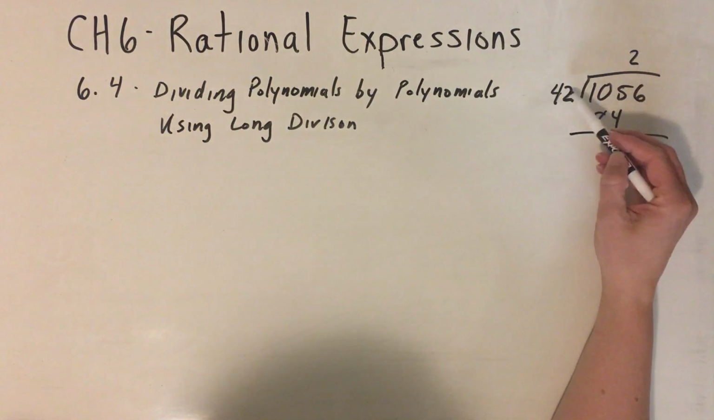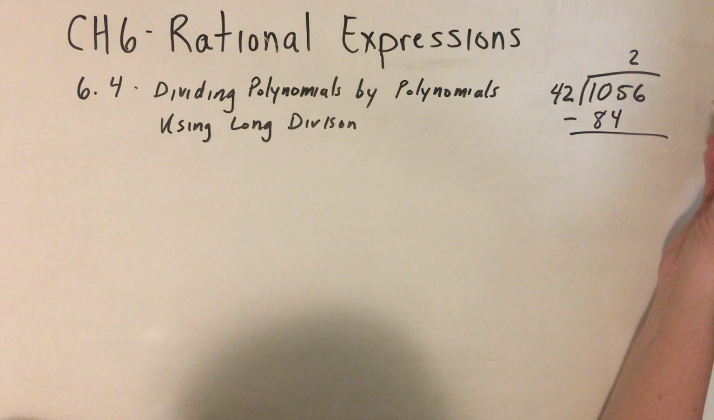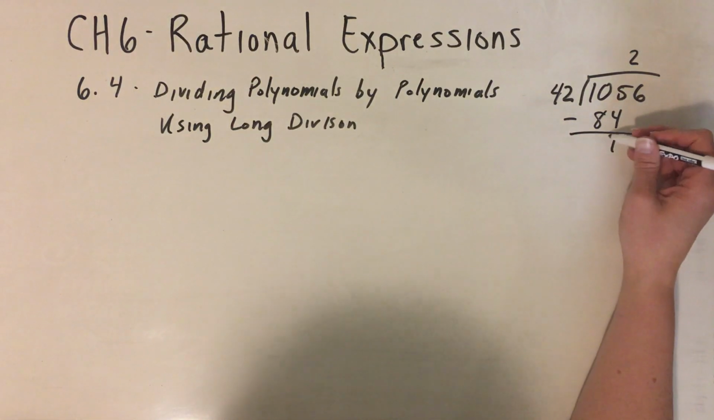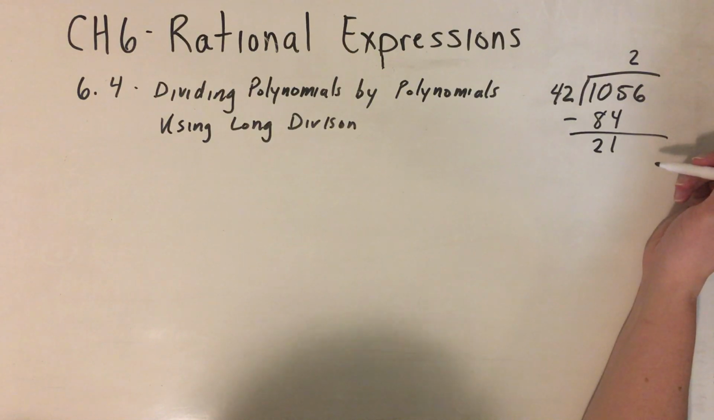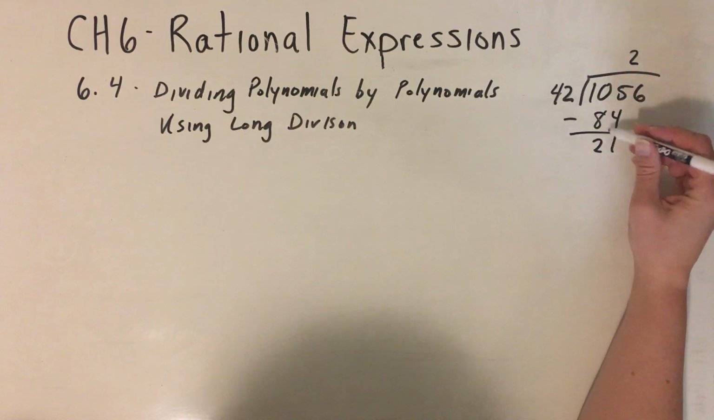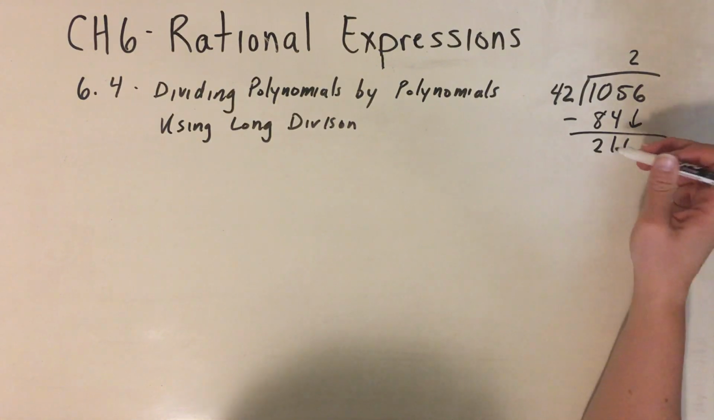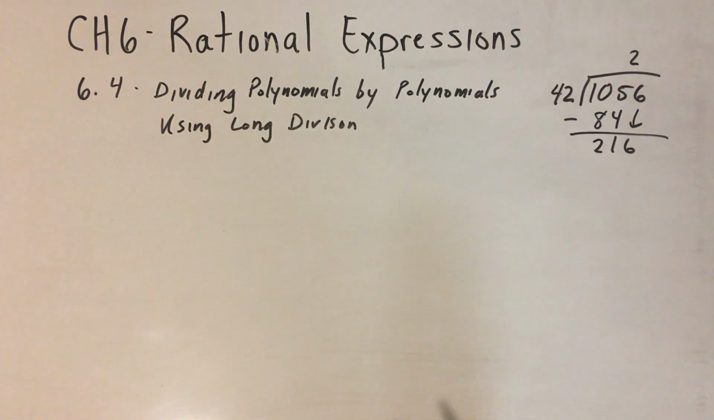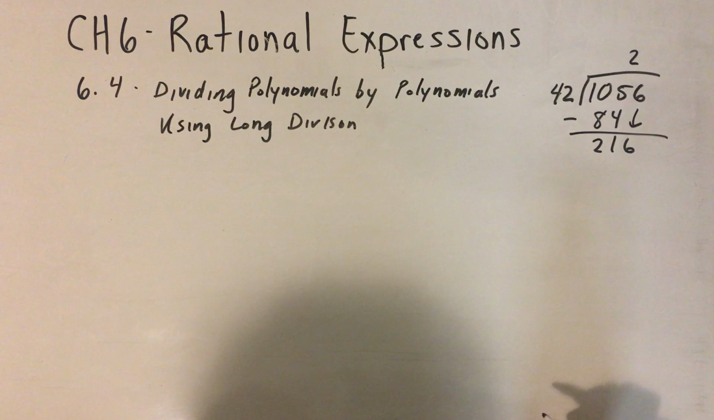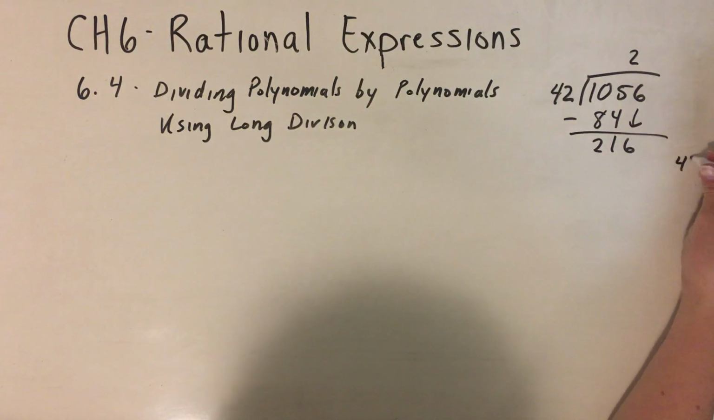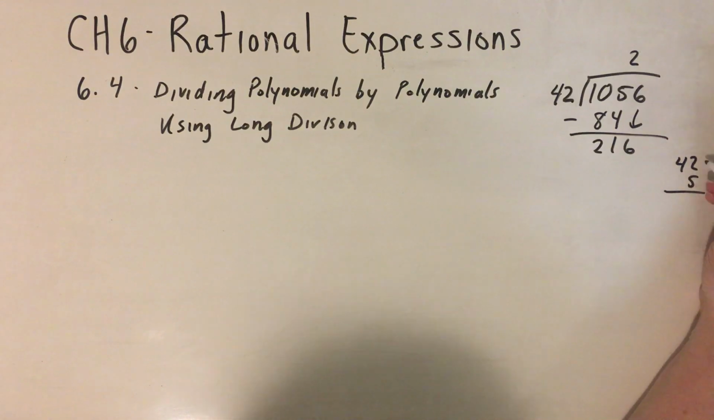Now after we multiply these two together, then we will subtract and we get 21. I'm going to bring down this 6 and say how many times does 42 go into 216? At this point we're not really sure, so we can check. Maybe best guess is 5 times. That's going to be 10, carry the 1, so that's going to be 210.